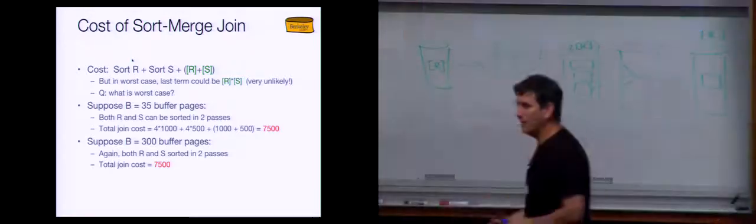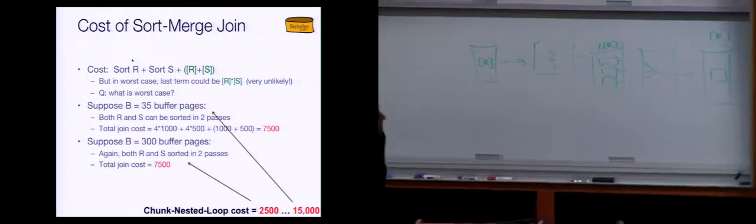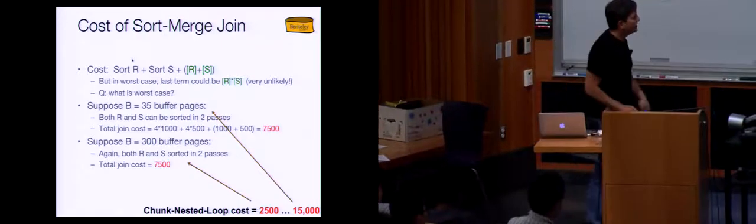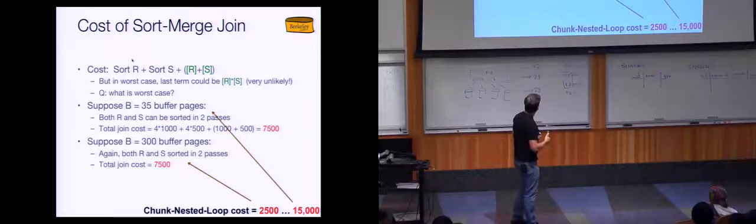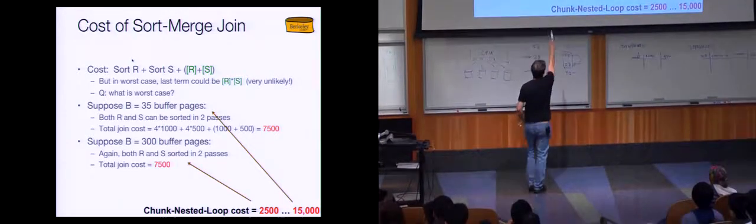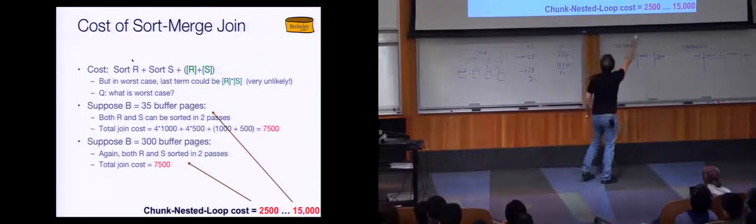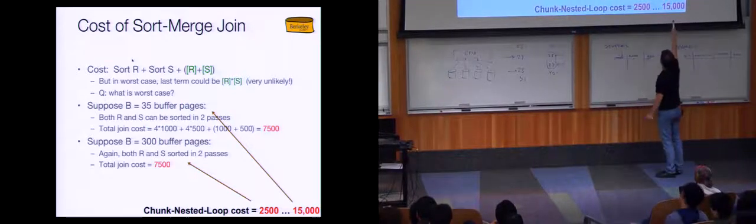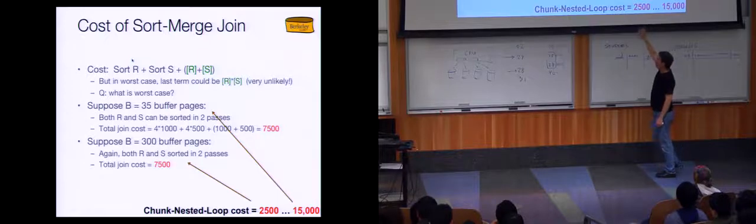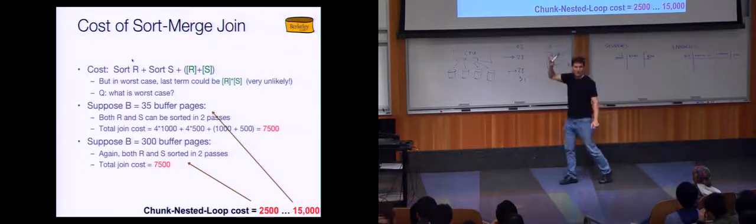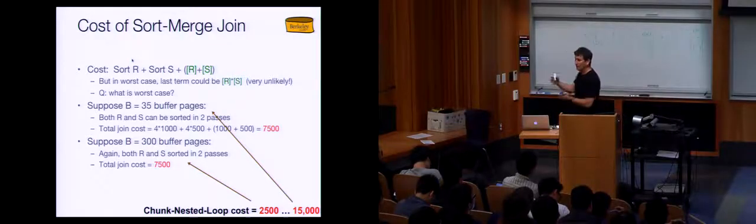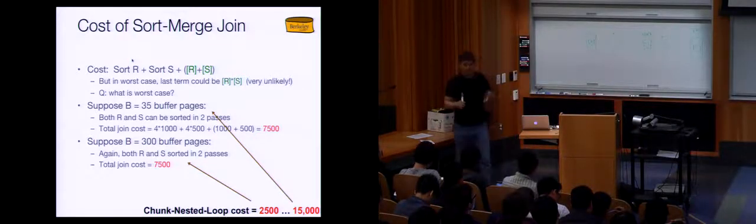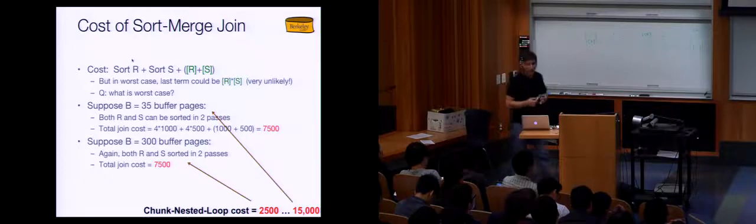But we can do a little bit better than that. Oh, and just to compare the costs, chunk nested loops join, I think, was 2,500. So we're not beating chunk nested loops join when you have 300 buffer pages. But if you only have 35 buffer pages, we're actually doing better than chunk nested loops join, which is just to highlight the point that there's not a clear winning algorithm among these. It very often depends on how much RAM you have, how big your relations are, whether one relation is much bigger than another, and so on. And so most systems implement more than one of these algorithms.